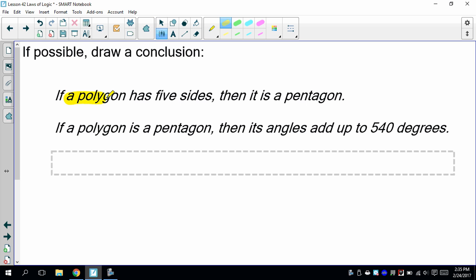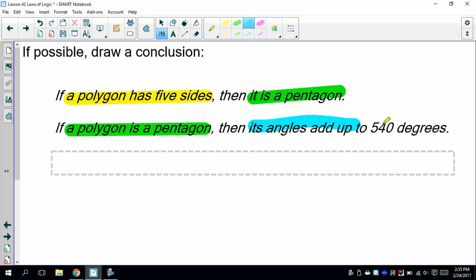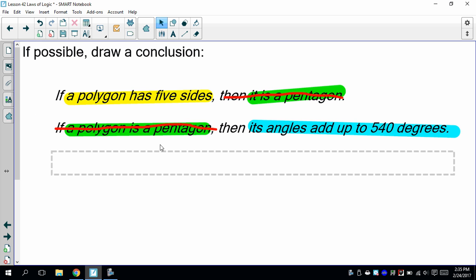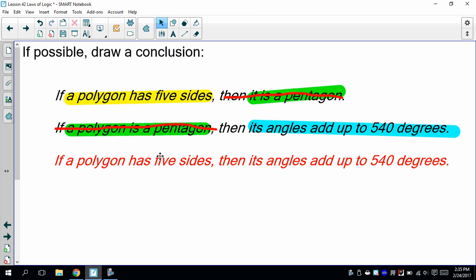So I'm going to highlight a polygon has 5 sides. That's my P. It is a pentagon is Q. The beginning of my next statement is a polygon is a pentagon, so that's Q again. And then I have something new, and we call that R. Its angles add up to 540 degrees. So we can, and I'm going to use my pen, we can get rid of these two pieces and conclude that if a polygon has 5 sides, then its angles add up to 540 degrees.